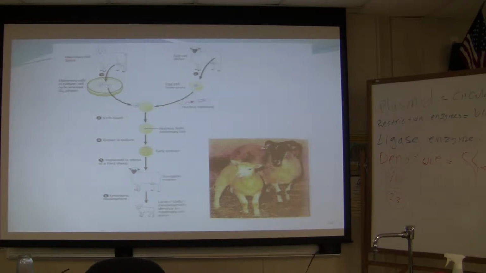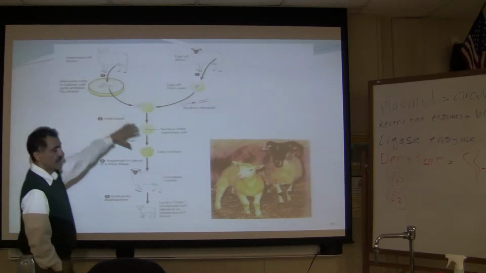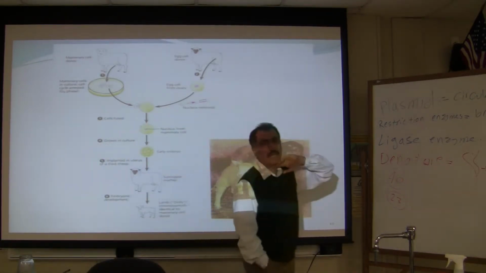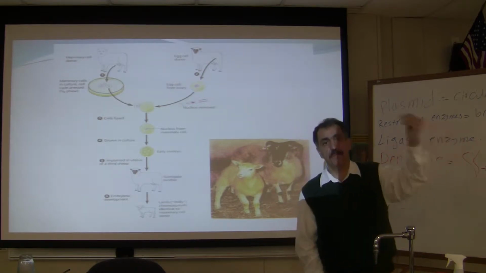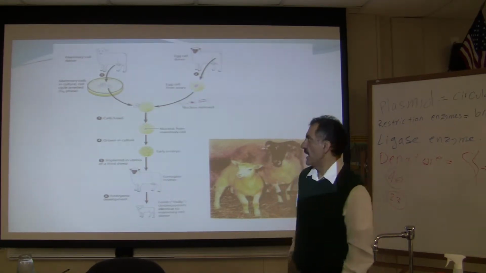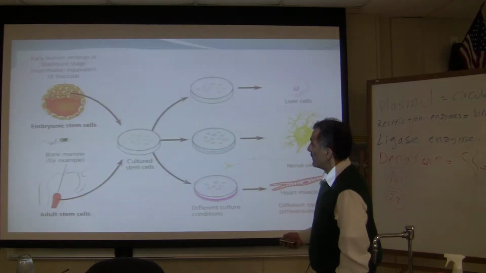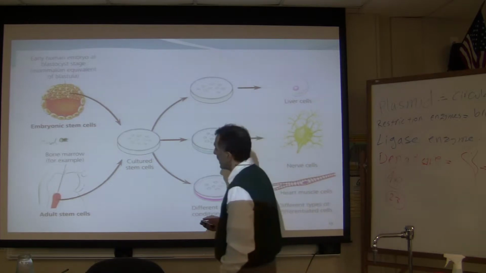It's called embryonic cloning. Okay, so you take an embryo, an egg, and you put a nucleus from a different, same species, from a different variation among species. But we have adult stem cells as well.